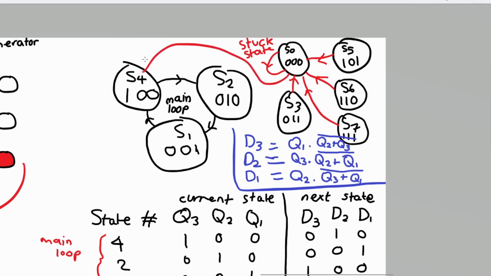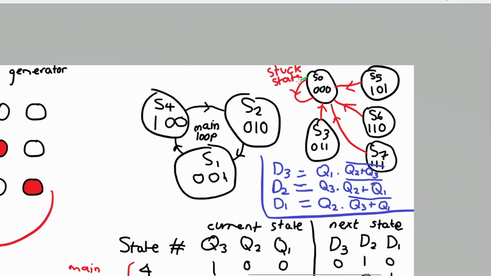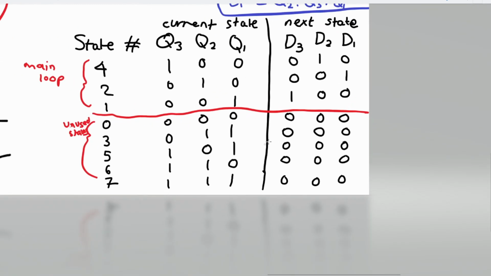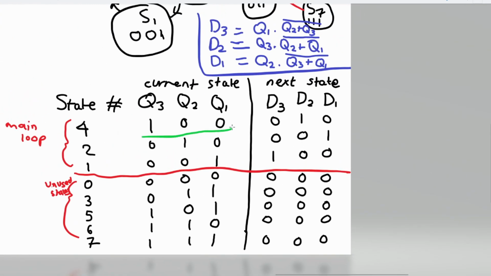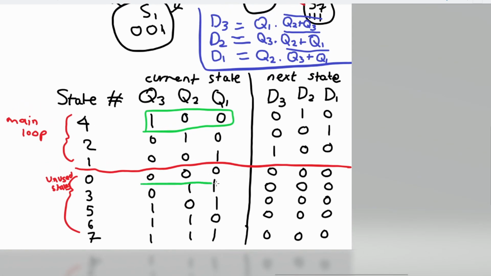It could lead into this part of the sequence, this part, or this part. I'm going to make it lead into state 4. The way we do that is we find what state 4 is, 1, 0, 0, and then we just change the next state on state 0. The next state now becomes 1, 0, 0. So on the next state, it will go there, and then it will go back into the main loop, which is what we want.